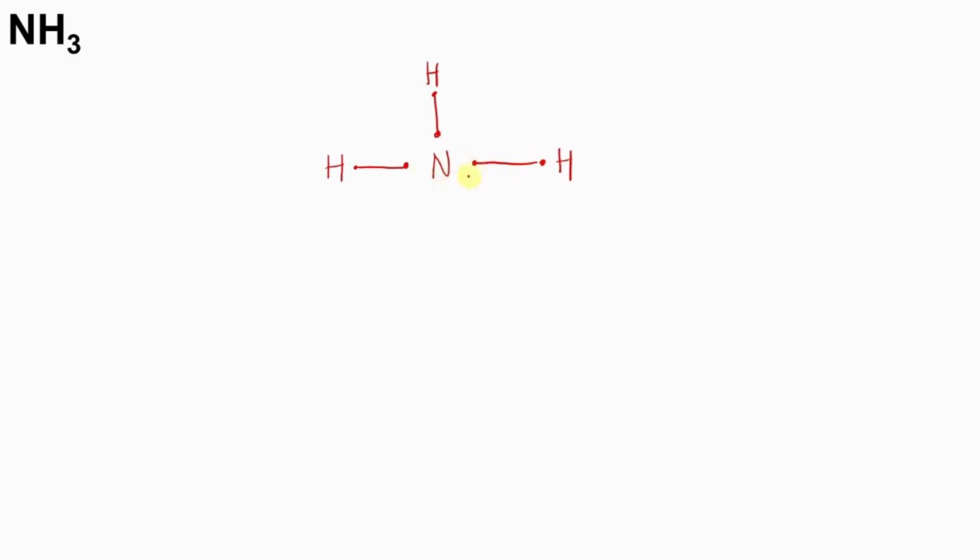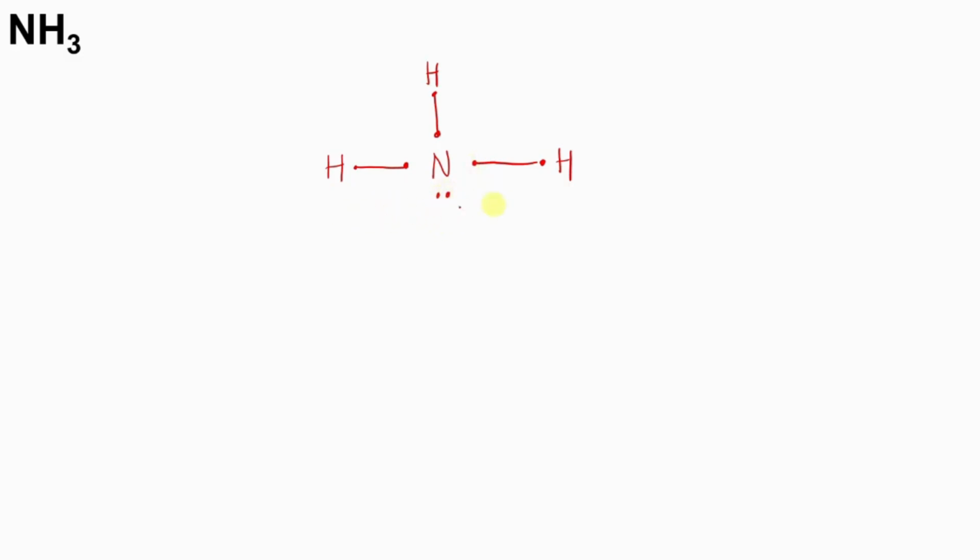Next, count the number of valence electrons here. Hydrogen 1, that's good. One valence electron, one valence electron. For nitrogen, it must have 5 valence electrons. We already have 1, 2, 3 here. We need 2 more. Again, that's 5 valence electrons.